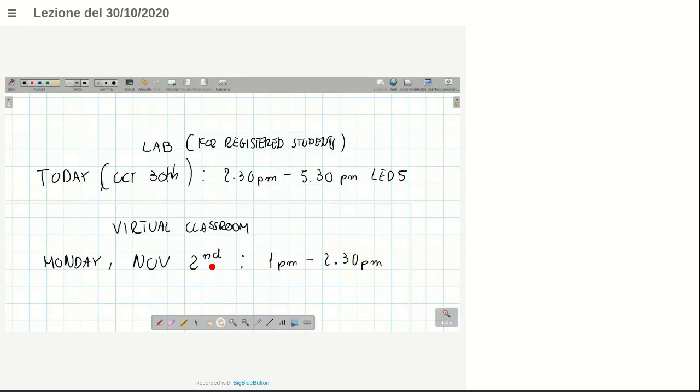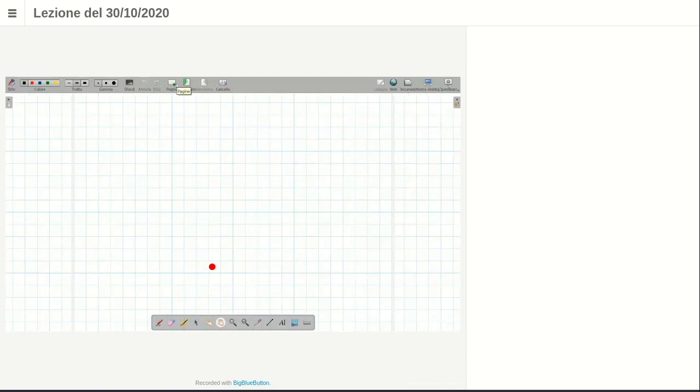So the goal of the exercise session of today is the design of a buck converter. We all know the buck topology.